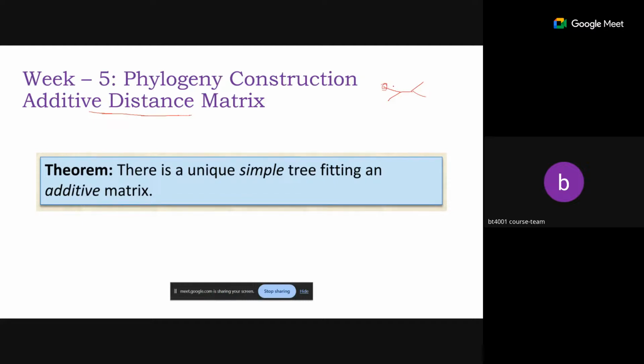A tree which doesn't have more than two, sorry, give me one minute, okay?